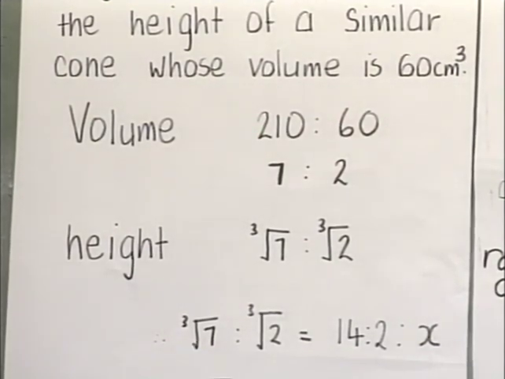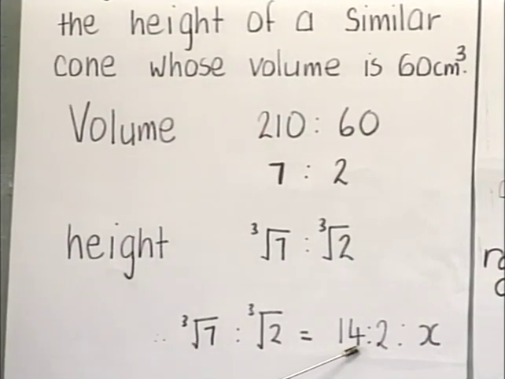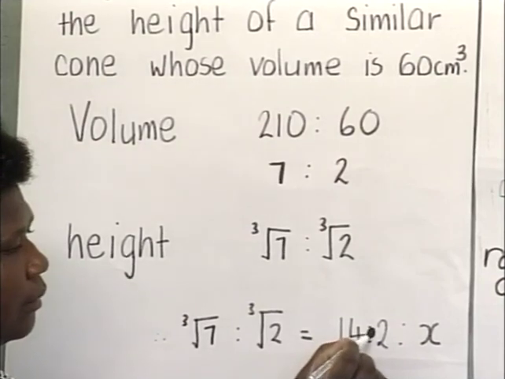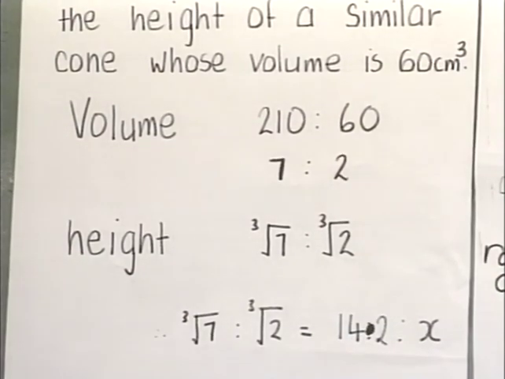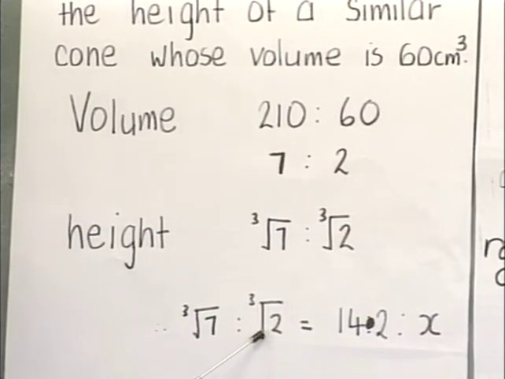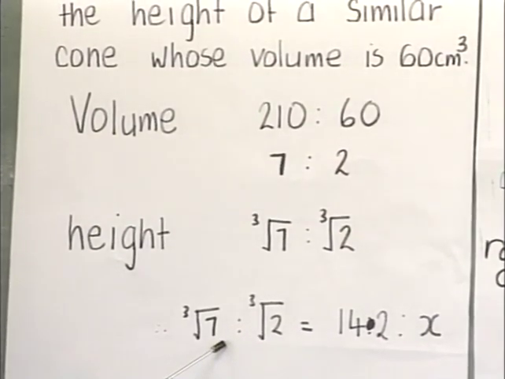No, the smaller one, because that's the bigger one. That's the one that has a height of 14.2 and a volume of 210. This one is supposed to be just 14.2. Okay, so I've got the cube root. The ratio of the heights now is the cube root of 7 is to the cube root of 2. I just wanted to leave it like this so that the answer will be a little bit more accurate.